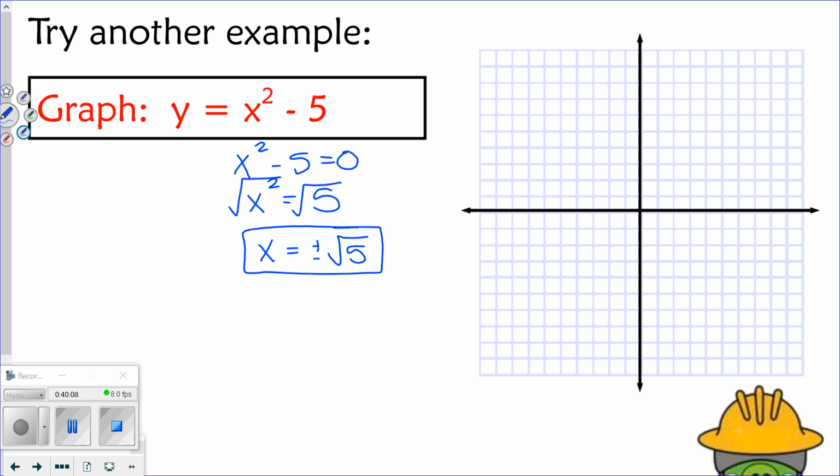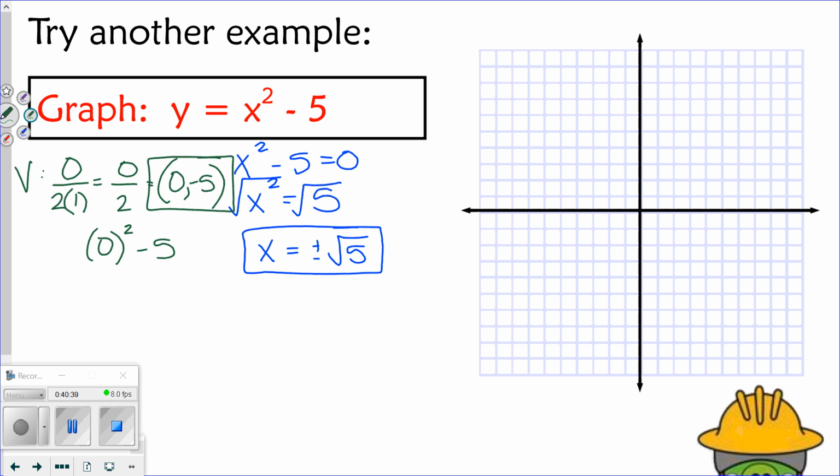Okay. So let's go ahead and graph this and see what the graph looks like. All right, let's find the vertex. So negative b, what's my b value? 0. Divided by 2 times 1. So 0 divided by 2 is 0. We plug that back in, and we get negative 5. So my vertex is at 0, negative 5. So it is right on the y-axis.